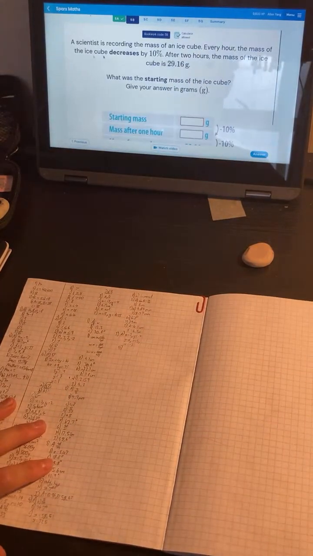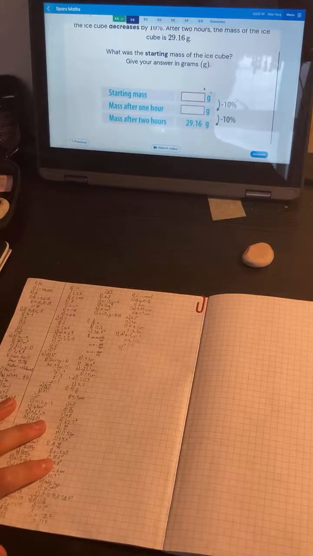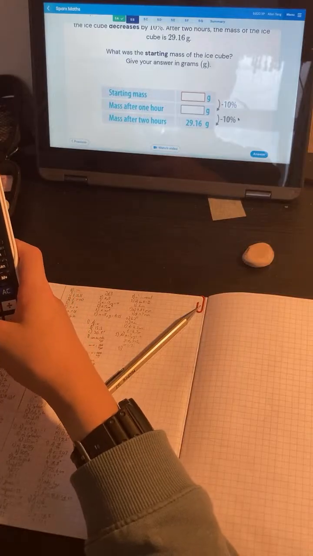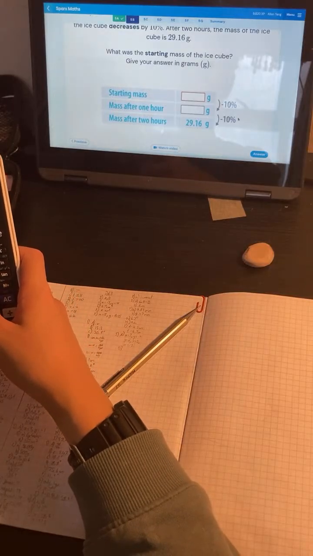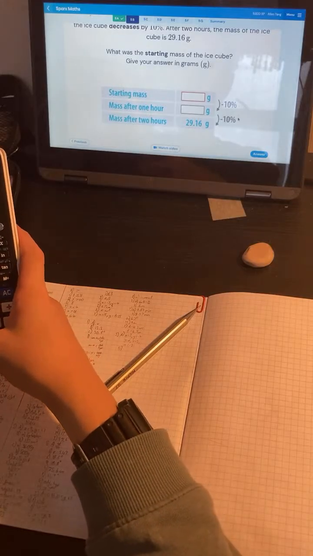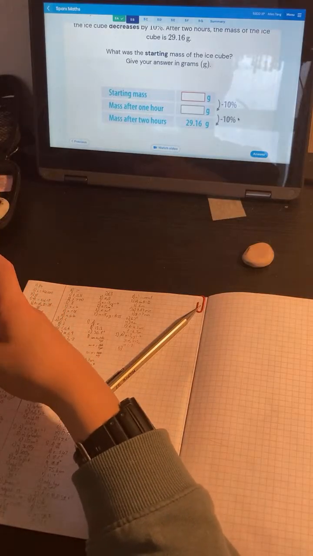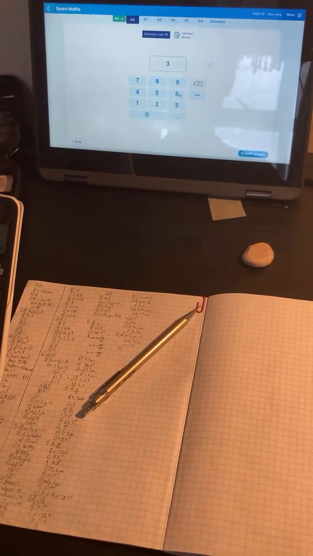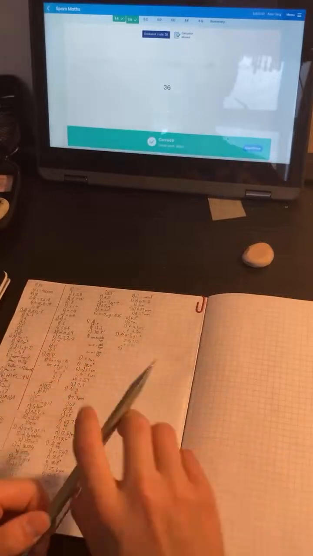Right, signs blah de blah de blah. 29 divided by 0.9 squared, 36 grams. Boom.